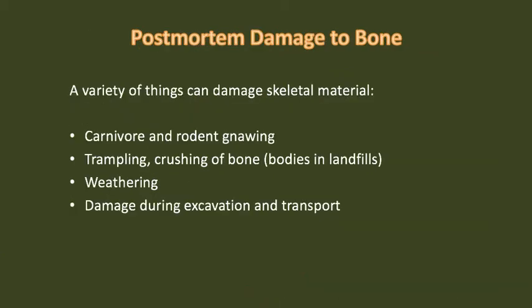Other things that can damage skeletal material are listed below. So these would be examples of post-mortem damage. You could look for carnivore and rodent chewing. I have some slides a little bit later on that have examples of that. Trampling or crushing of bone, depending on where the body is found. We talked about the Atwood case where some of the body parts were found in landfills. Weathering due to erosion of water or wind, and then potential damage if enough care was not taken during the excavation and transport.